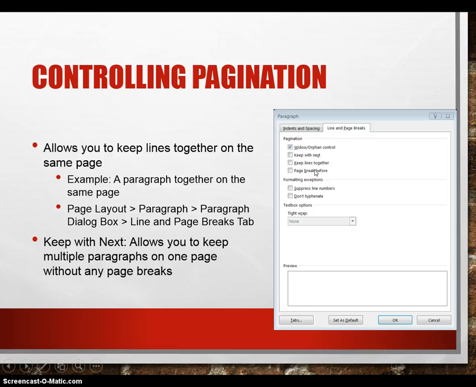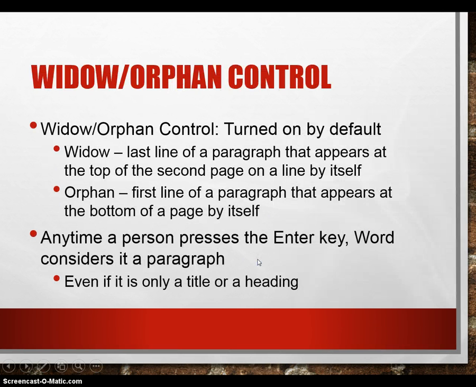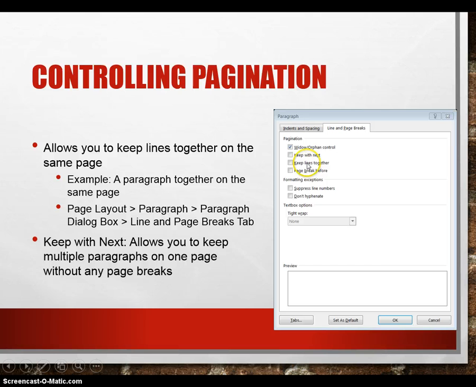Keep with next allows you to keep multiple paragraphs on one page without page breaks. Keep lines together will keep all of your lines together. And then widow and orphan.